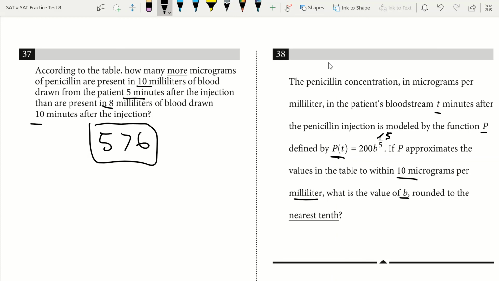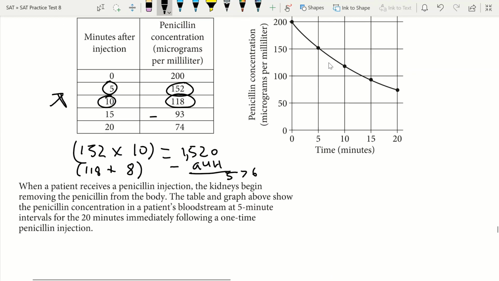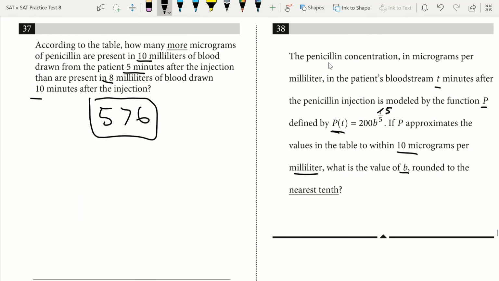So that means I have to use the data from the 5 minutes after, right? So I go find 5 minutes after. See, it's right here where this arrow is pointing. All right, so I know I have a penicillin concentration, in micrograms per milliliter, of 152. So I know that 152 has to equal 200 times B, and that B is raised to the first, so I don't have to show it.